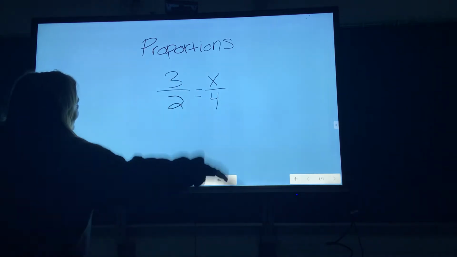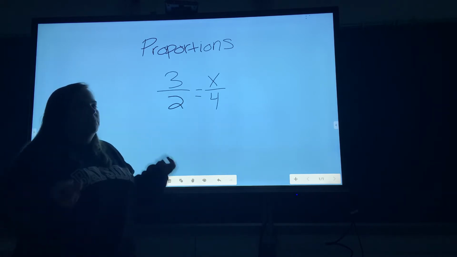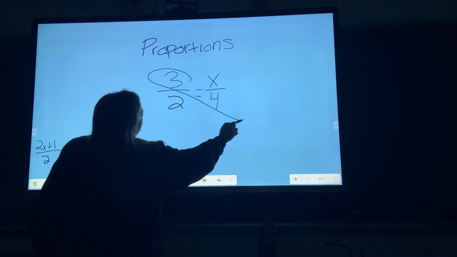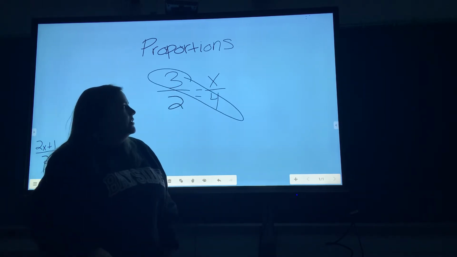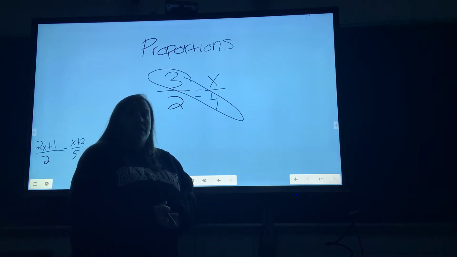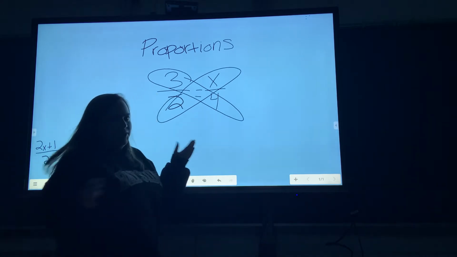Proportions. For proportions, you're going to cross multiply. What that means is you're going to take the diagonals and multiply them together. Some people call it cross multiplication, and some people call it butterfly, because it kind of looks like a butterfly.